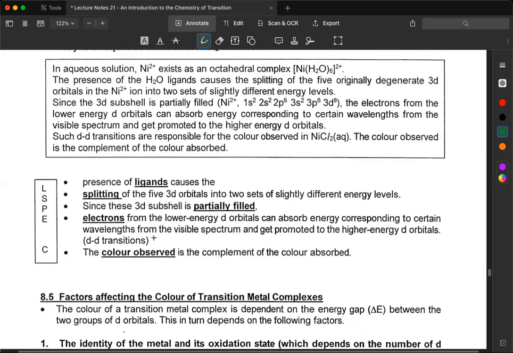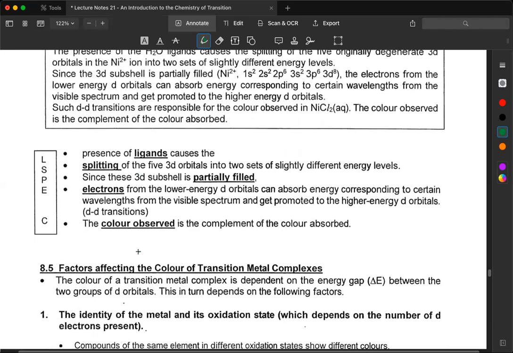So these are the key points. You must say presence of ligand, splitting, must say 3d subshell partially filled, electron from lower energy d orbital absorbs energy corresponding to a certain wavelength from the visible spectrum and is promoted to the higher energy d orbital, which is called d-d transitions. The color observed is the complement of the color absorbed.